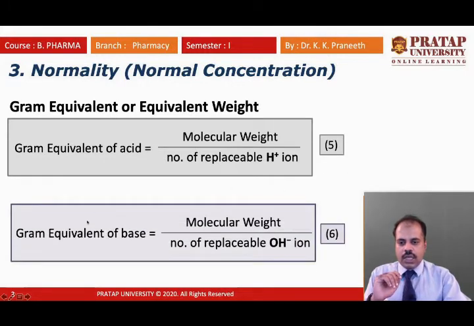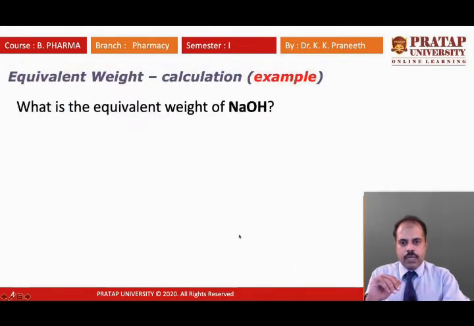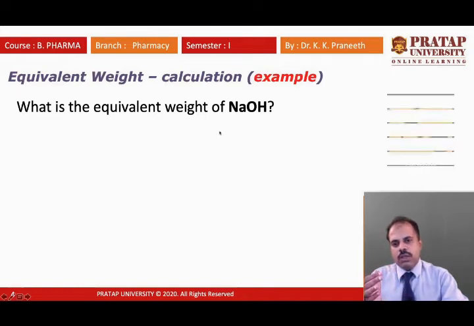And in the case of a base, how to calculate the gram equivalent? It is the molecular weight of the base. For example, for sodium hydroxide, it is the molecular weight of sodium hydroxide divided by the number of replaceable OH minus ions, hydroxide ions. Let us see some calculations for a base. In part 2 we saw how to calculate the equivalent weight of an acid, so we can check how to calculate the equivalent weight of a base. It is the same principle, the same formula.